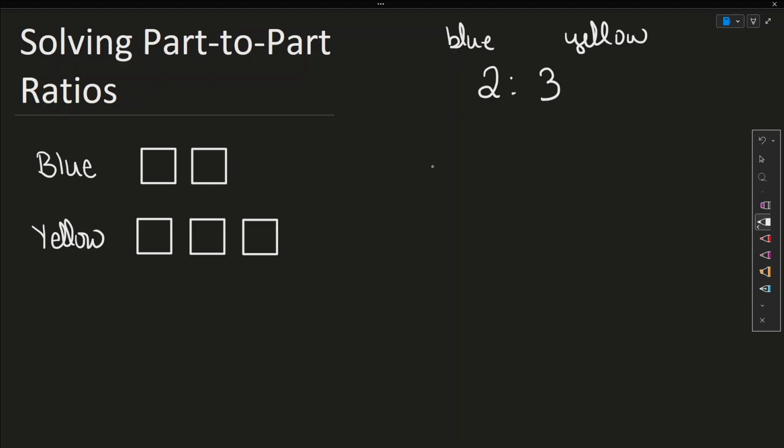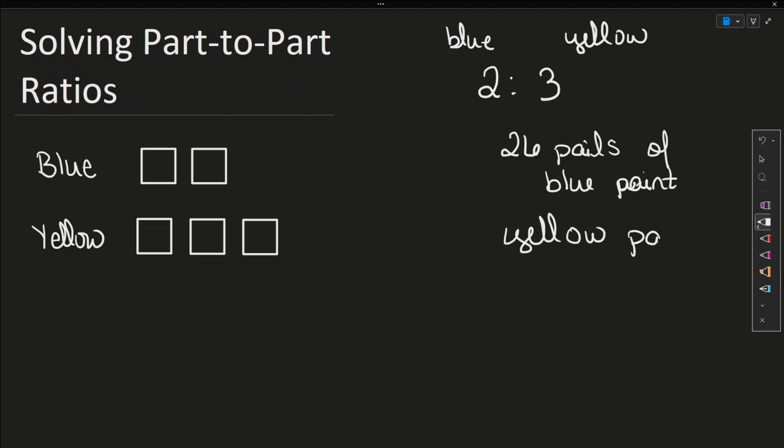We have 2 squares in the blue row and 3 squares in the yellow row. There are 2 equal parts for blue and 3 equal parts for yellow. Now let's use the diagram to solve several problems. For the first one, let's say we use 26 pails of blue paint. And what we want to know is how much yellow paint is necessary. How much yellow paint will we need in order to mix?